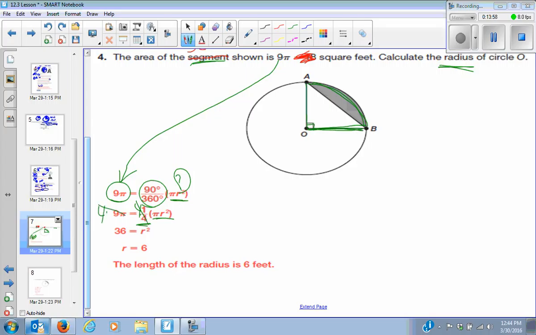That canceled out. That made the 9 become a 36. Well, where'd the pi go? Well, I have to divide by pi over here, which they didn't show. Divide by pi. The pi is gone. I'm only left with a 36. Square root both sides, and then you get r equals 6.